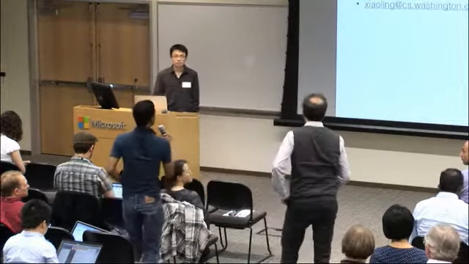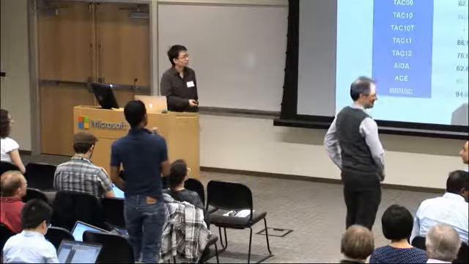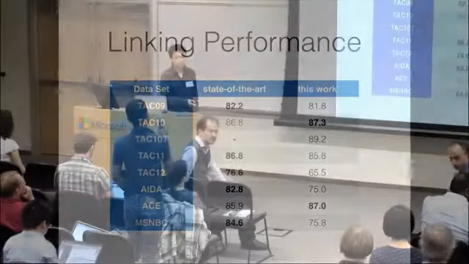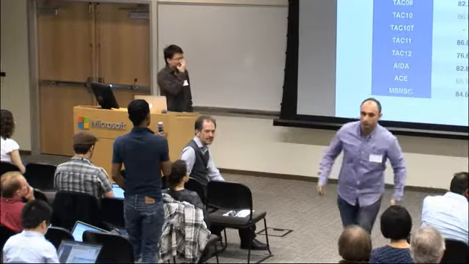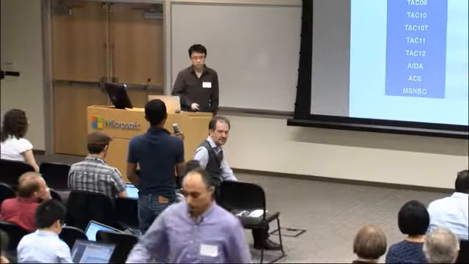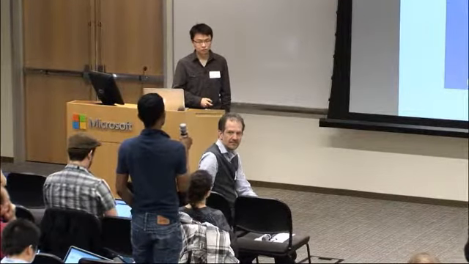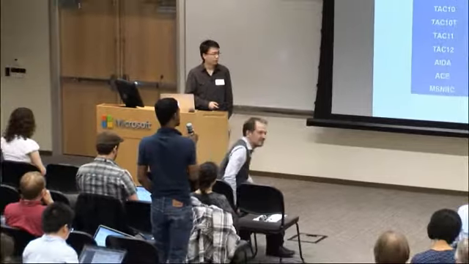Sure. Can we go back to your results slide? I noticed that you're doing well on a lot of the complicated datasets like TAC, but something like MSNBC is such an easy dataset to beat. I was wondering why this work is getting a lower performance.